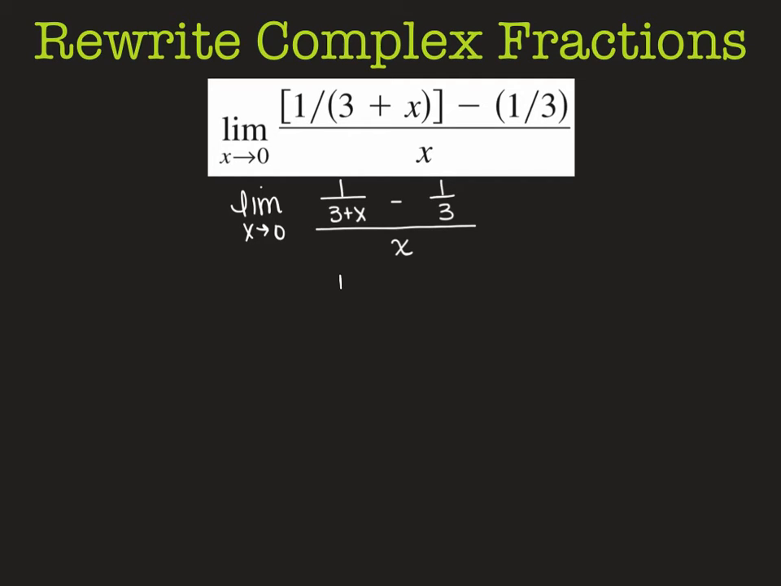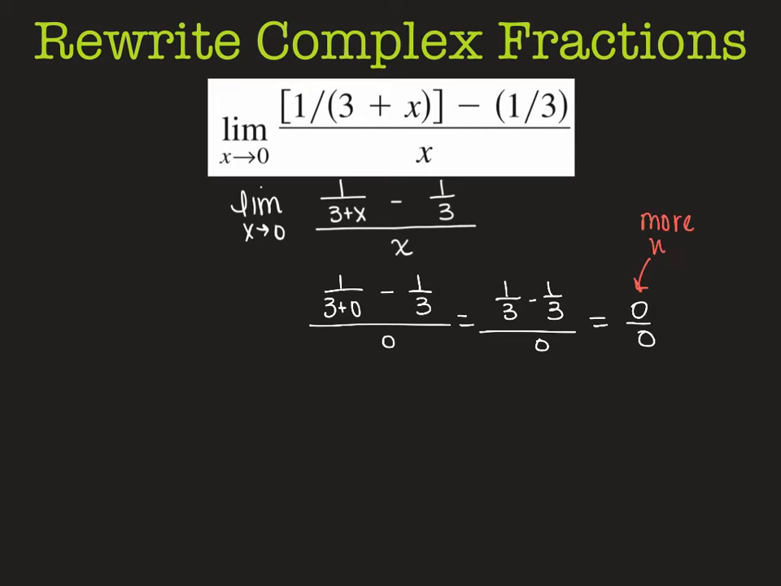So we're going to end up with 1 over 3 plus 0 minus 1 over 3 over 0. This becomes 1/3 minus 1/3 over 0. 0 over 0 again. You know what that means. This is telling us we have more work. Okay, so again, another indeterminate form when we try to plug it in using direct substitution. So this is going to tell us that we need to rewrite this function. We need to rewrite this complex fraction.